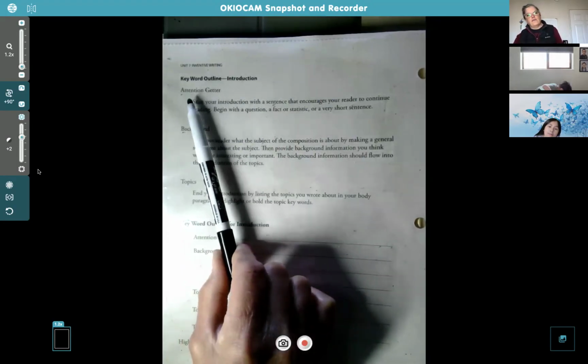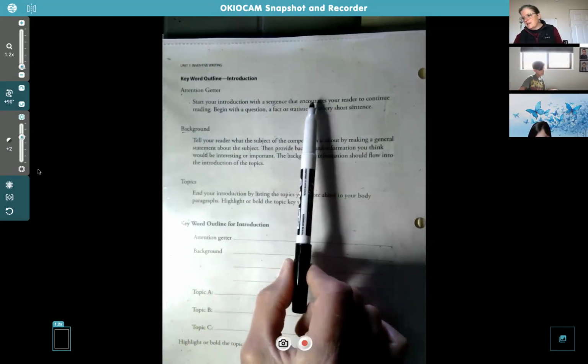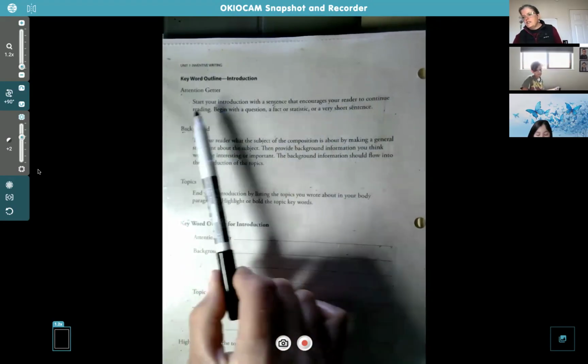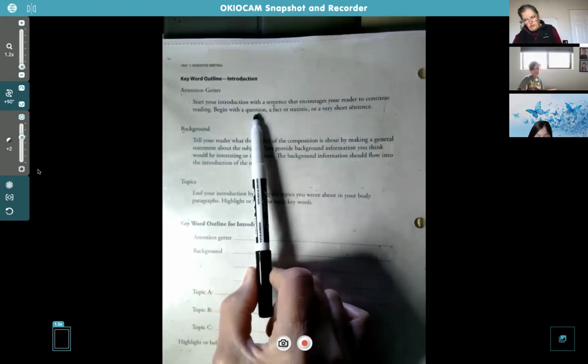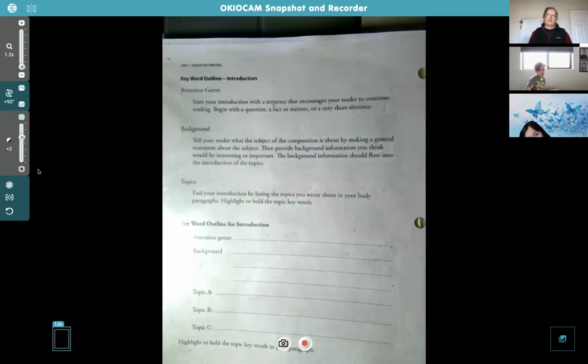So look up here at the top. It says attention getter. Start your introduction with a sentence that encourages your reader to continue reading. Begin with a question, a fact or statistic, or a very short sentence. So you can start with something like, have you ever been to Egypt? Or did you know that Egypt has been around for a long time? Or did you know that there are kings in Egypt? Something like that. You could start with a question.